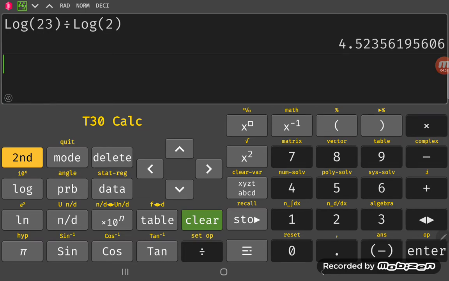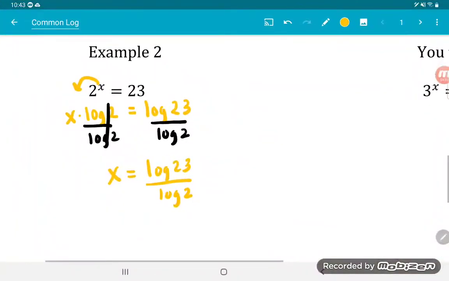We have to go to the 4th decimal place because we're going to the 10,000th place. So 4.5236, because that 5 will round up, will be our answer for example 2. So x is approximately 4.5236.